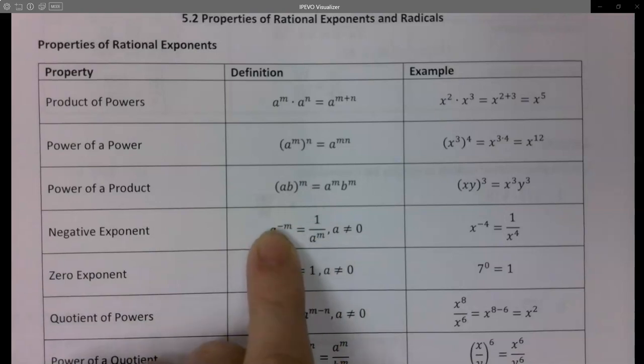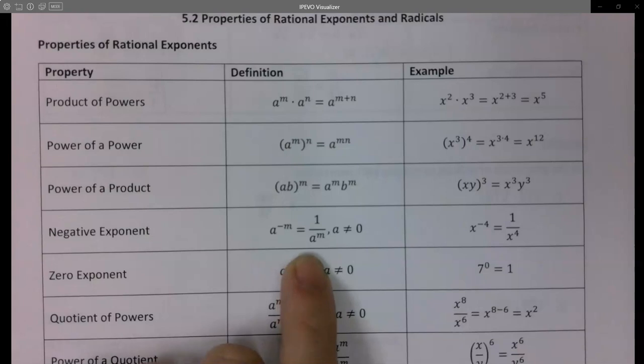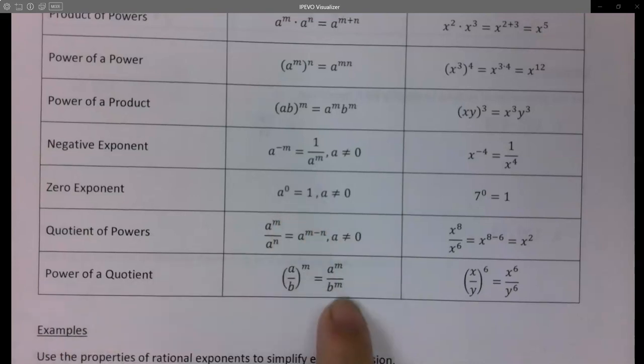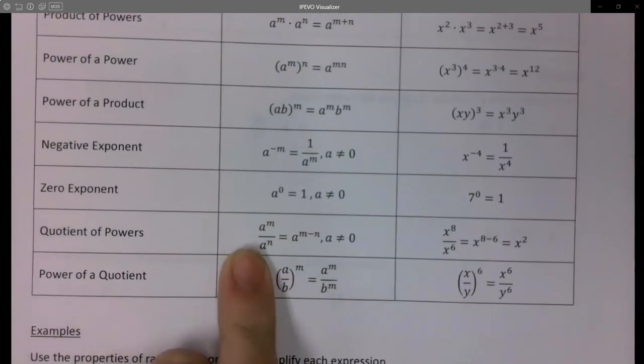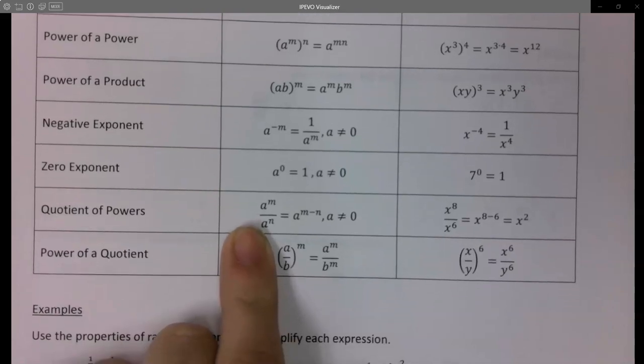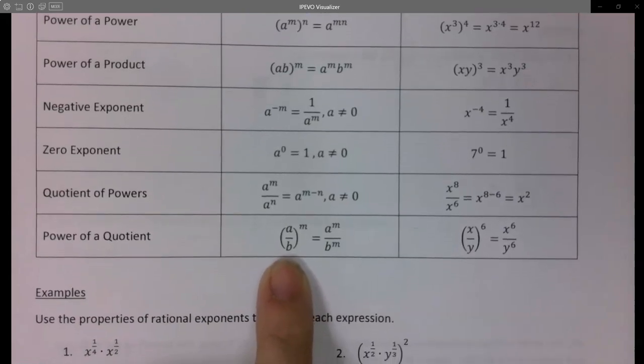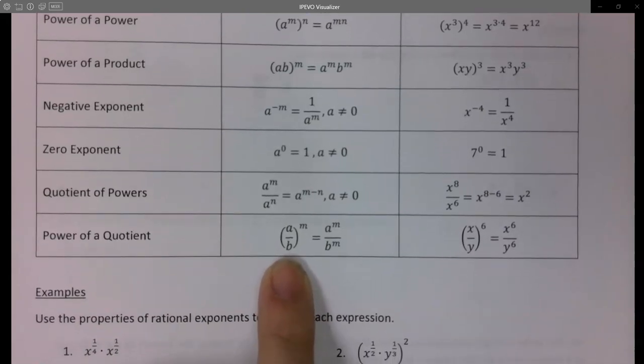If you have a negative exponent, it turns it into a fraction. Zero exponent turns every single number into 1. If you have two of the same base and they are being divided, you can subtract their exponents. And then if you have two things being divided raised to the same exponent, you can also distribute the exponent as well.